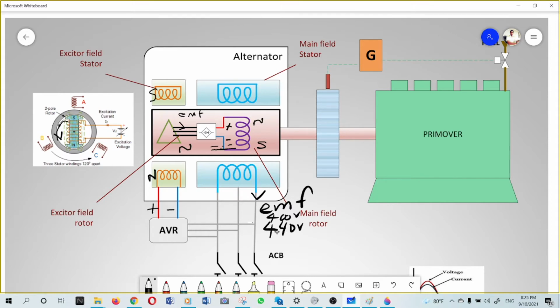That means to 440. It will increase the excitation voltage, then it will increase the induced EMF of the exciter rotor, and in return it will increase the main rotor field strength. As per the increased flux density, the EMF will be increased and corrected to the required rated voltage.